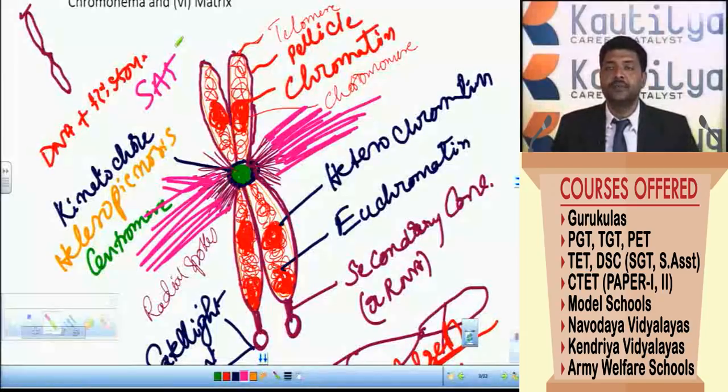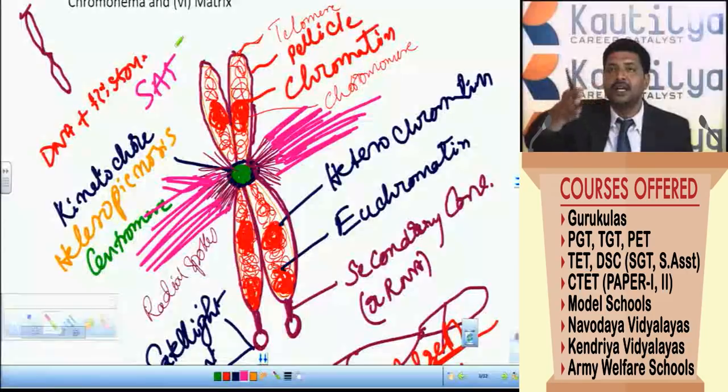Sat chromosomes have the information regarding rRNA synthesis, ribosome synthesis, proteins and enzymes. So rRNA synthesizing genes are highly conserved. Highly conserved means what? From monkey to different stages of human evolution. Monkey, gibbon, gorilla, chimpanzee, and then Australopithecus, Neanderthal, and modern man.